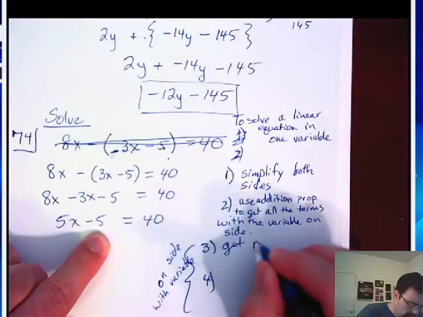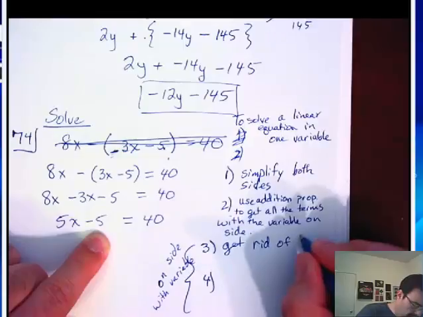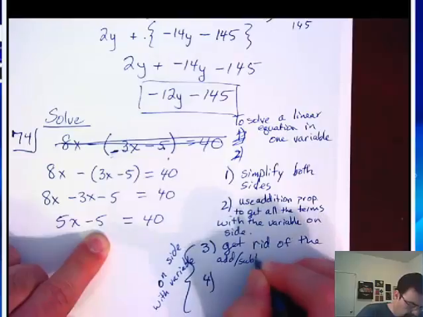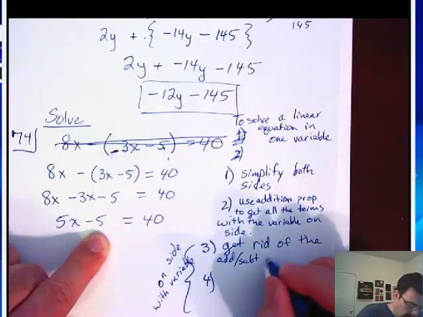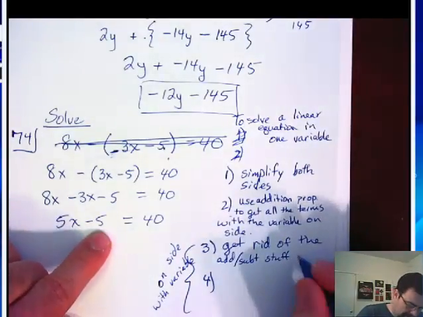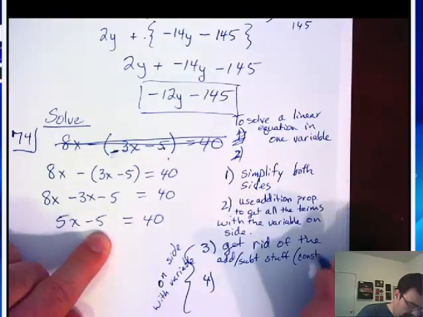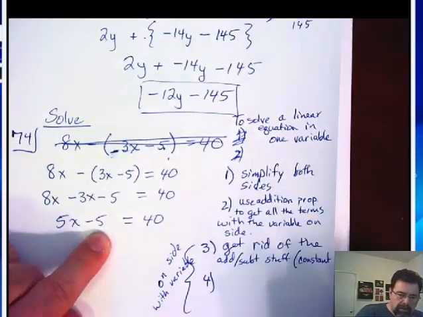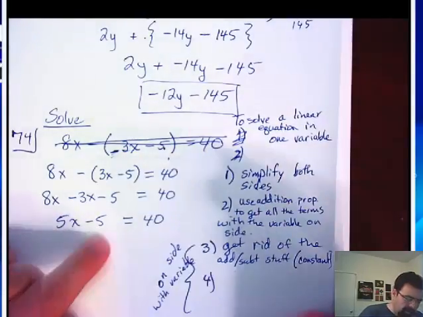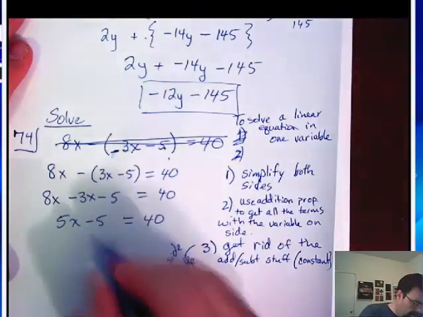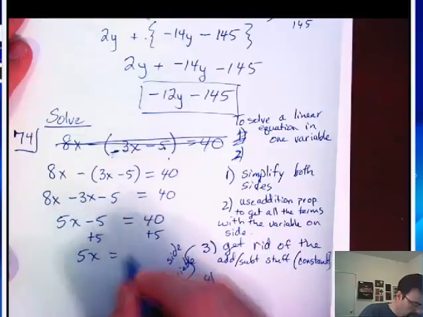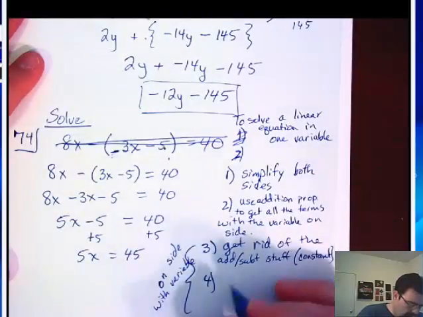you want to get rid of, I always say stuff, right? But what I mean is get rid of the constant. Constant term is the term with no variable. And you do it by doing the opposite operation. If this is minus 5, we're going to add 5 to both sides. So we get 5x equals 45.